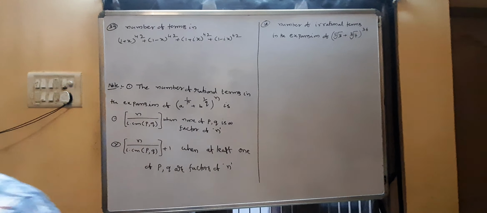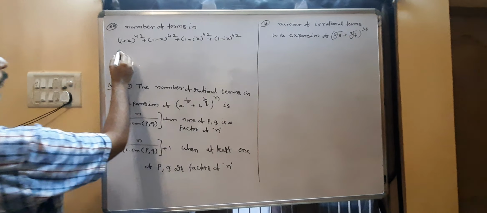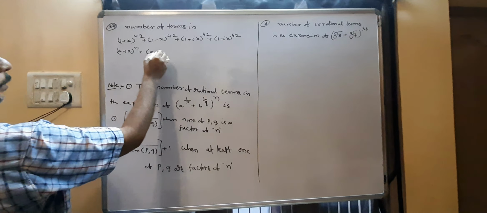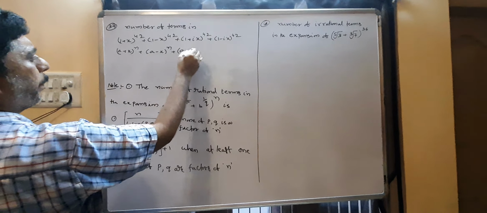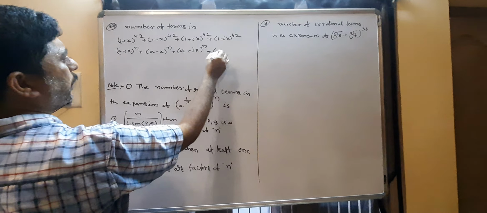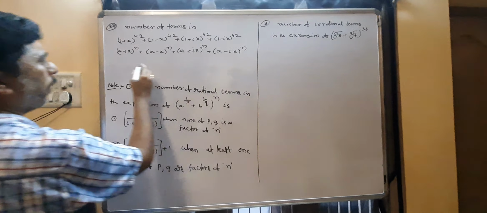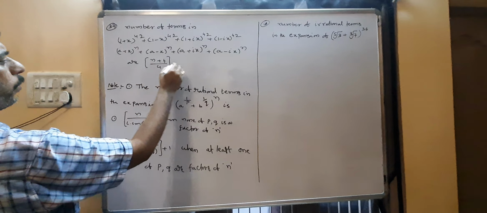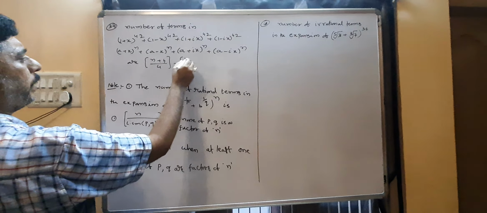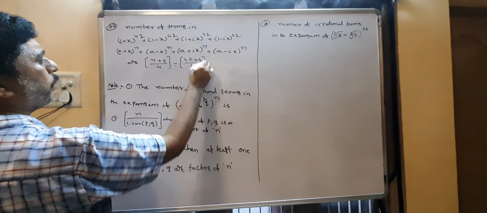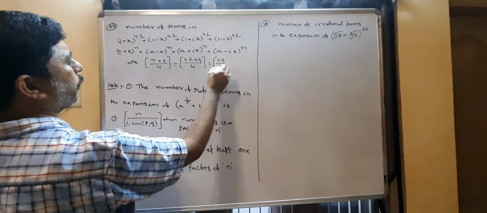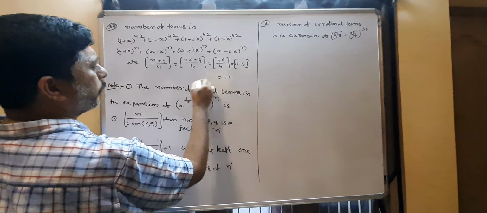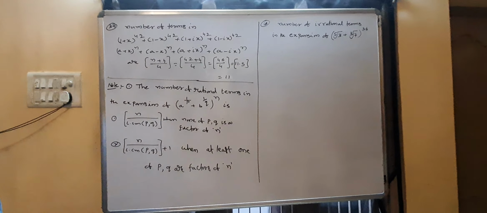Coming to next question. Number of terms in the expansion of (a + x)^n + (a - x)^n + (a + ix)^n + (a - ix)^n, or step of (n + 4)/4. n is 42, so step of (42 + 4)/4. That is step of 46/4, that is 11.5. Step of 11.5 is 11. Copy that problem.